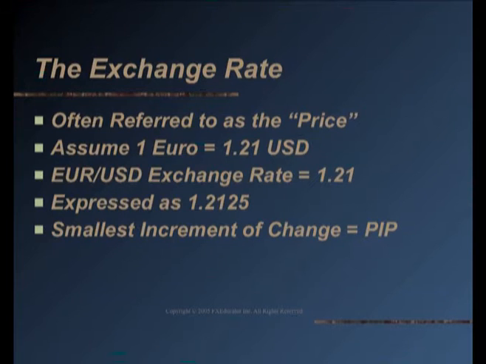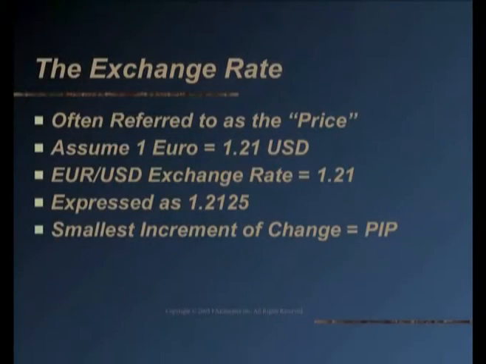So let's assume for our purposes that right now 1 euro is equal to 1.21 US dollars, or $1.21. Then we could say that the exchange rate between the euro and the US dollar is 1.21. However, we're going to carry that out two more decimal places. For example, we could express it as 1.2125. So we're carrying it out two more spaces.